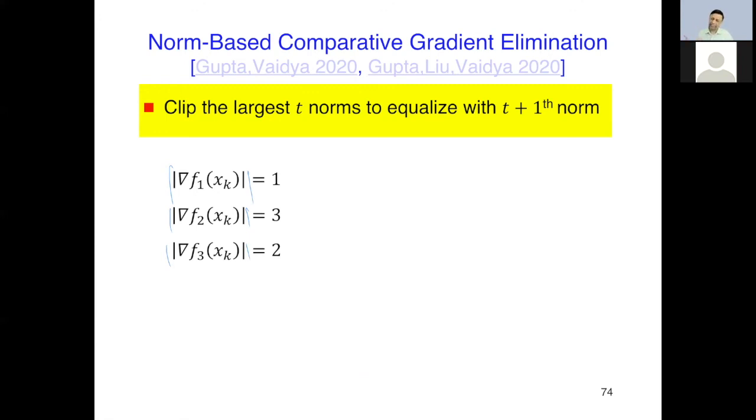There are n gradients. The filter looks at just the norm, the length of the vectors. In this case, n equal to 3, and t equal to 1. So one vector has length 1, the other vector has length 3, and the third vector has length 2. So let me sort them: 1, 2, and 3. It says clip the largest t norms.